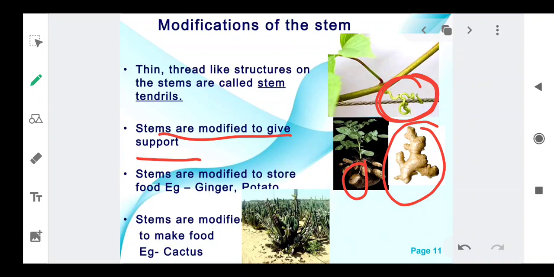Stems are modified to make food. For example, you can see here in the cactus, the stem is modified into the green part of its body, so that it can make food for the plant. Example, cactus.